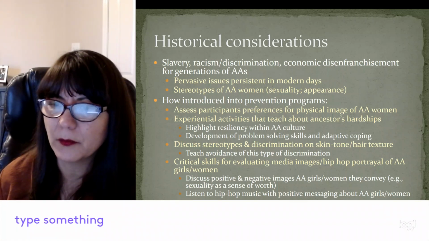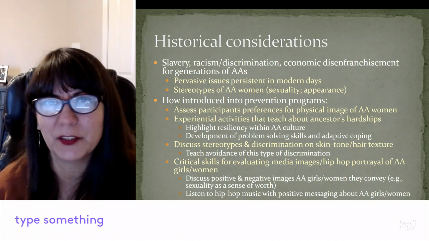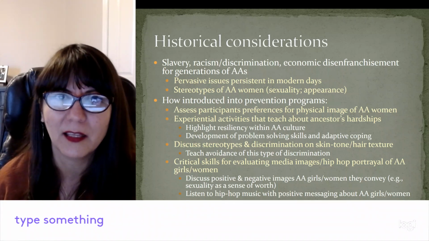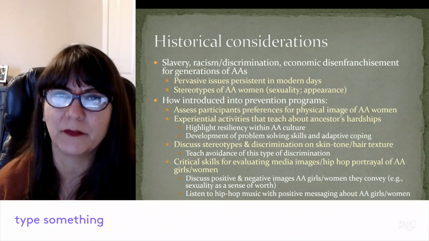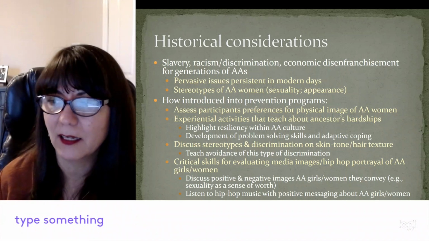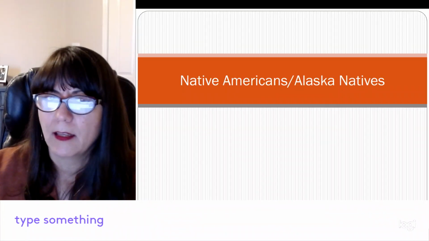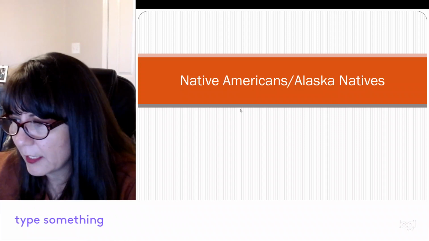And then they also gave them the critical skills to evaluate social media and not accept those images, especially negative images conveyed in the media of African Americans. Okay. All right, so that was the second article.